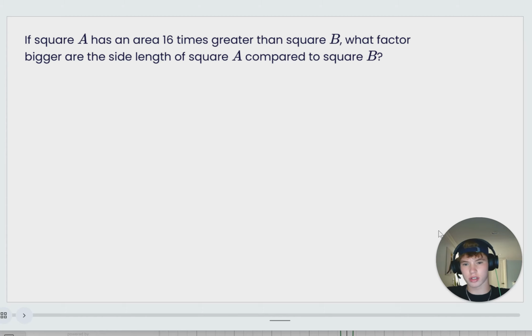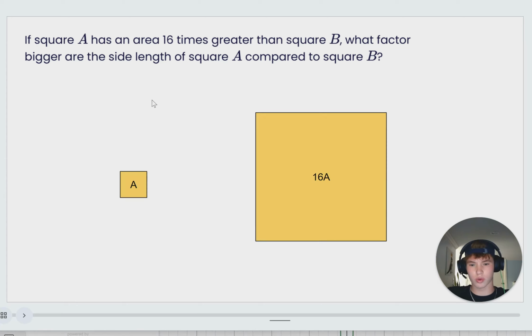So it's talking about squares, talking about side lengths. In a situation like this, I like to just run my own little test run. What I mean by that is assigning values and seeing how it actually works when you plug in real numbers. So here I have two squares, one with an area of A and one with an area of 16A. Let's plug in the side length and use it for this small square. Let's just use 3. So 3 times 3, that's 9. So the small one has an area of 9.